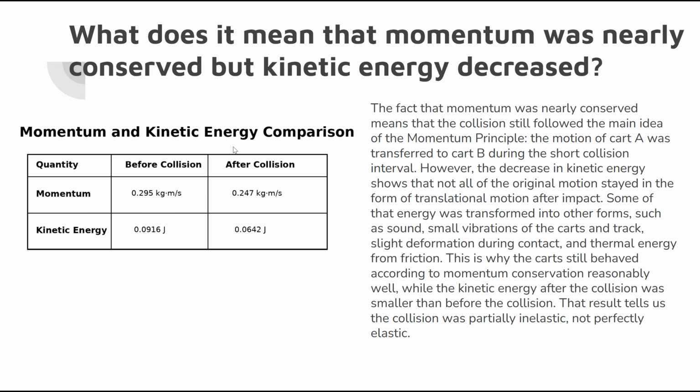What does it mean that momentum was nearly conserved but kinetic energy decreased? The fact that momentum was nearly conserved means that the collision still followed the main idea of the momentum principle. The motion of cart A was transferred to cart B during the short collision interval. However, the decrease in kinetic energy shows that not all of the original motion stayed in the form of translational motion after the impact. Some of the energy was transformed into other forms, such as sound, small vibrations of the carts and track, slight deformations, and thermal energy from friction.